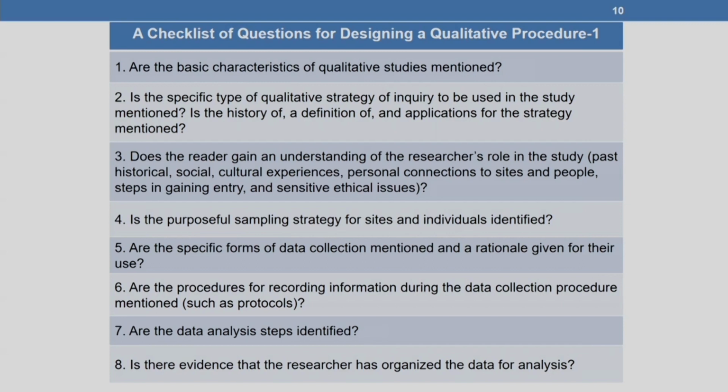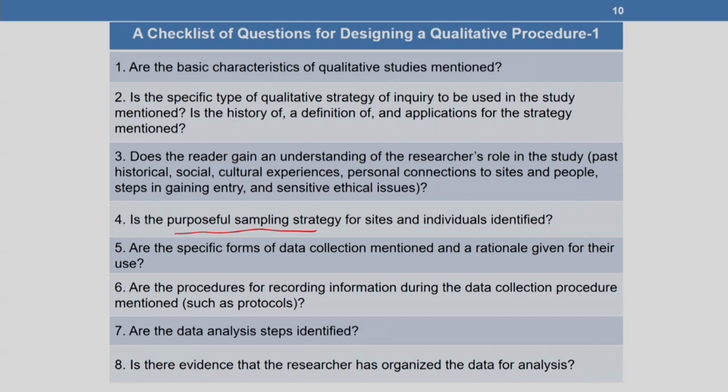Is the purposeful sampling strategy for sites and individuals identified? I have not entered into a discussion of purposive sampling in this class. However, when I take up quantitative research methods, as a part of the introduction to sampling procedures, I will cover what purposive sampling is, because purposive sampling is one of the most important forms of sampling carried out for qualitative research methods.